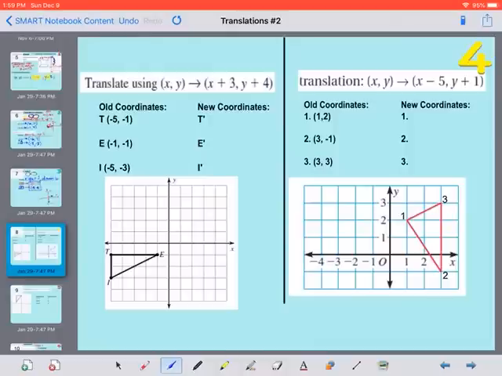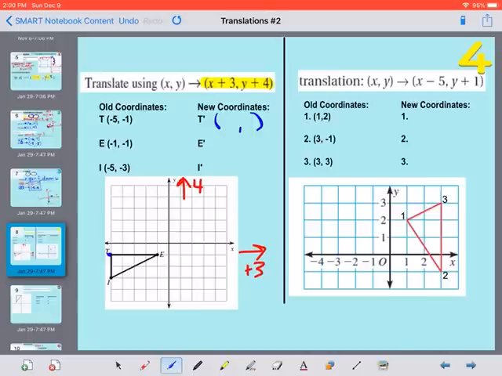Alright, next, it says translate using the coordinate notation that they give us. X is plus 3 and y is plus 4. So x is going 3 to the right, and y is going also up 4. So we're going to take our points from T to T prime. Here, you can actually write the points in coordinate notation first.